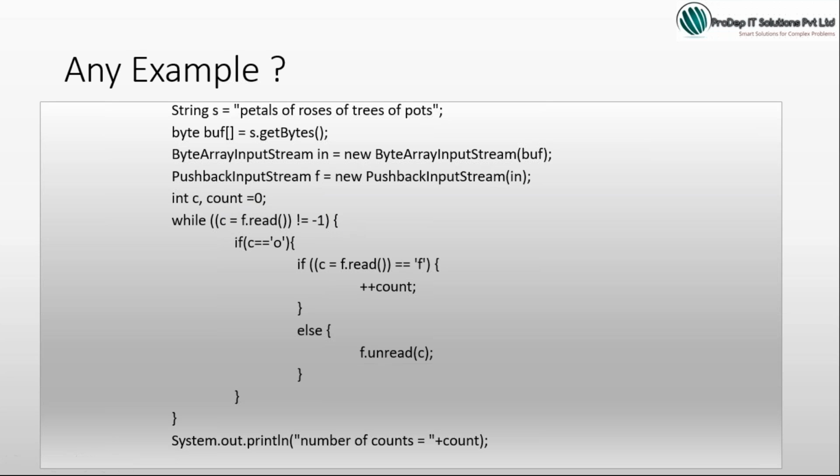If it is not equal to -1, then you keep on reading, otherwise you just stop over there. So if C equals O, then you go and read the next byte of data, and if it immediately matches this F, then fine. So we're going to count it, and yes, this is matching. Else, whatever we read, we push it back onto the stream.